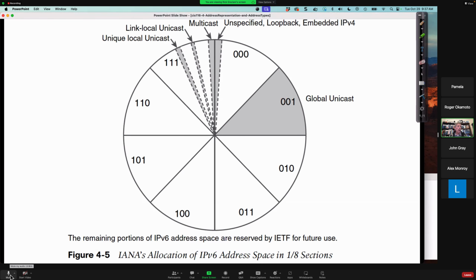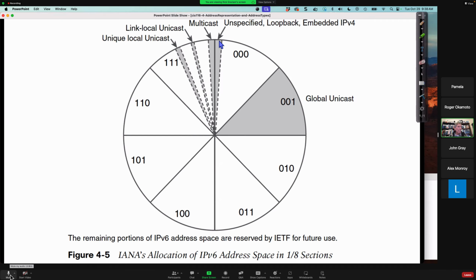If we divided it into the first 3 bits, we're basically dividing 340 undecillion addresses into 8 slices. Here's the global unicast slice. This is what we are using for routable addresses in the internet. We're not touching these right now. We don't need to. Now, we're going to talk about some of these other addresses in a moment. By the way, this is not to scale.